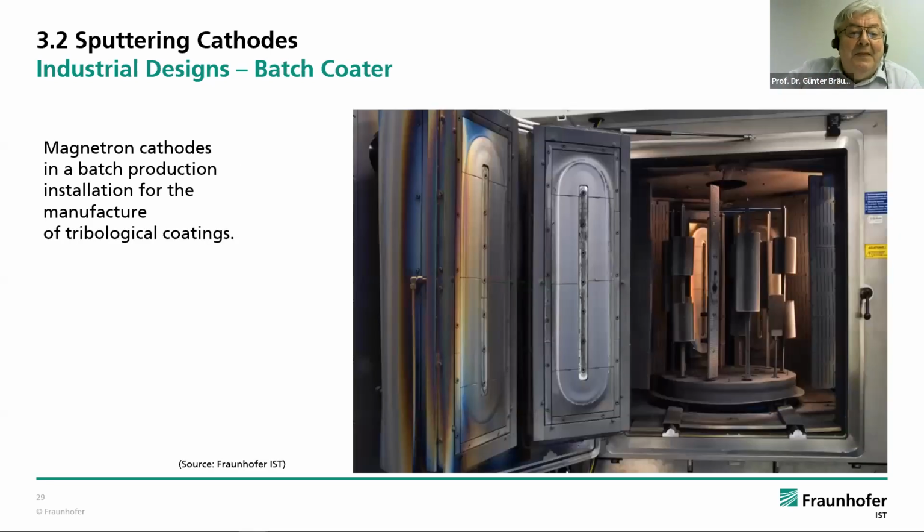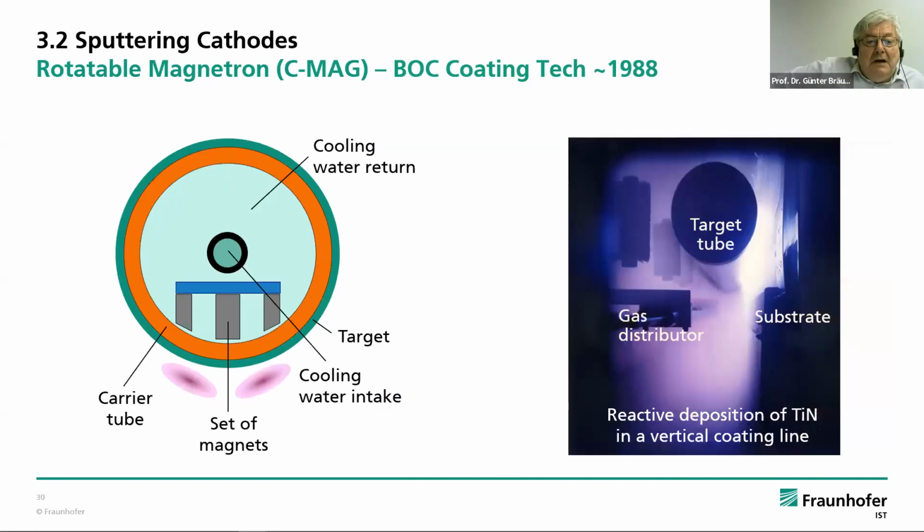Next, please. And here you see a magnetron cathode in a batch coater for tribological coatings, which we have here at the Fraunhofer IST. The cathodes are more than 1 meter in length. We had to face a lot of challenges, and the first challenge was the transition from the diode sputtering to the much more efficient magnetron.